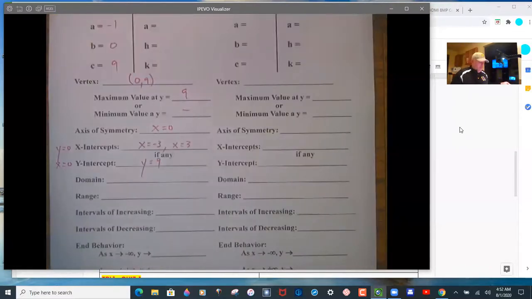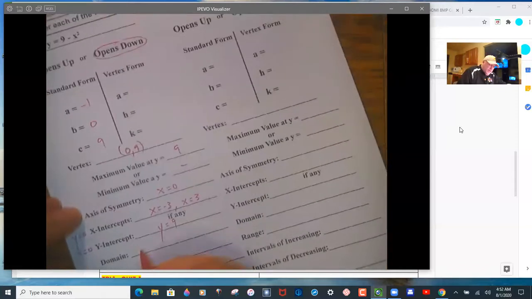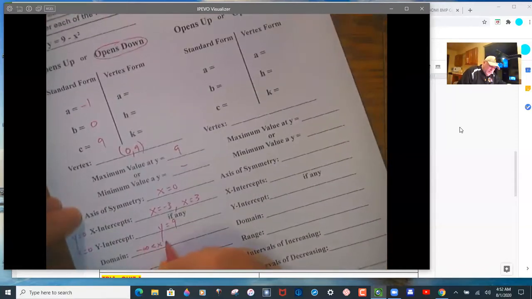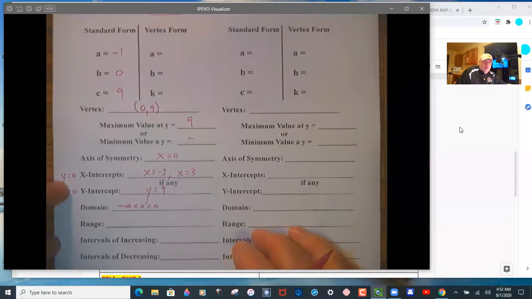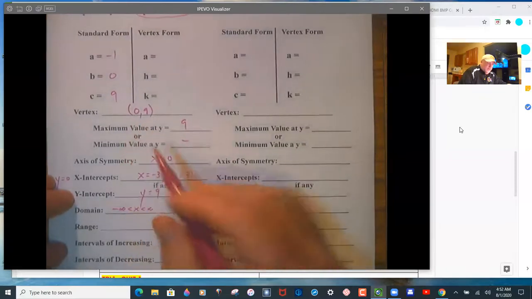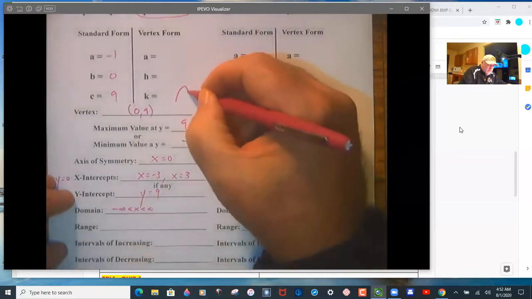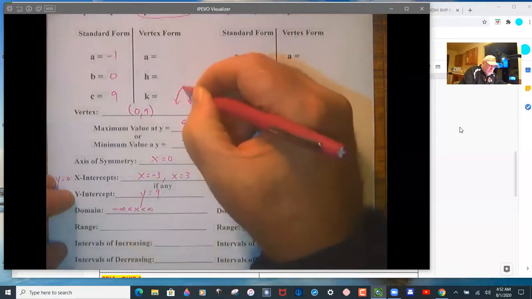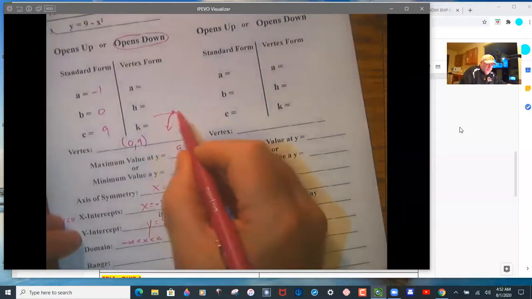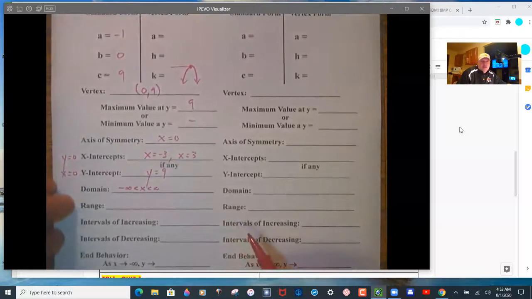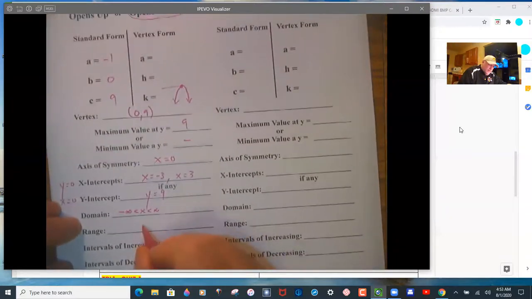Okay, so we're opening down with two x-intercepts. Domain is all reals in the range. Okay, so this is the top. Since it opens down, you can just do a little sketch. And 0, 9 is the top, so the top of the box goes through like that. So 9 is over here.